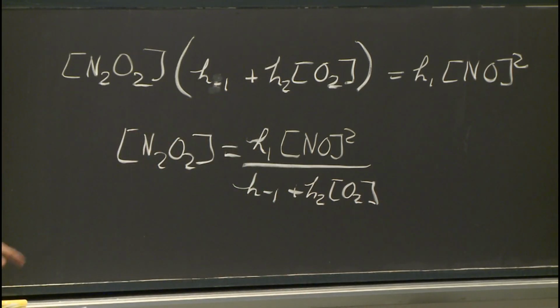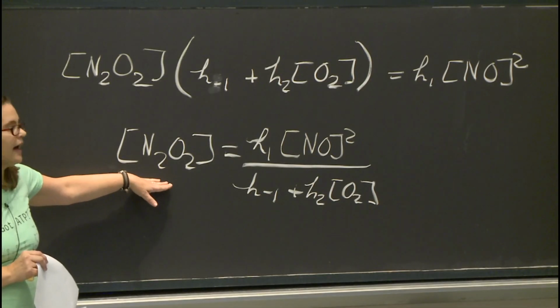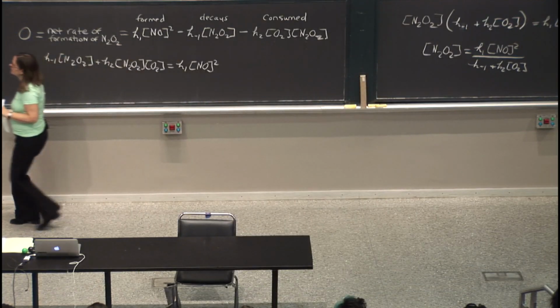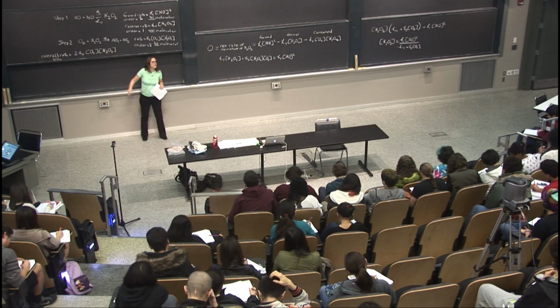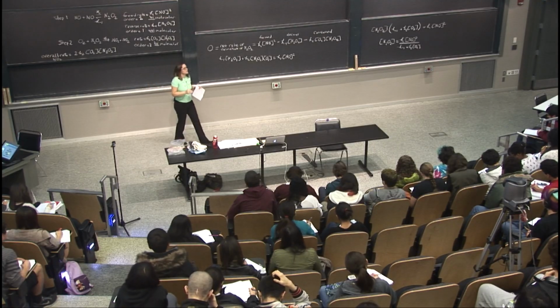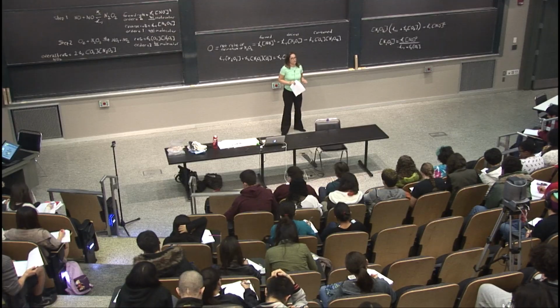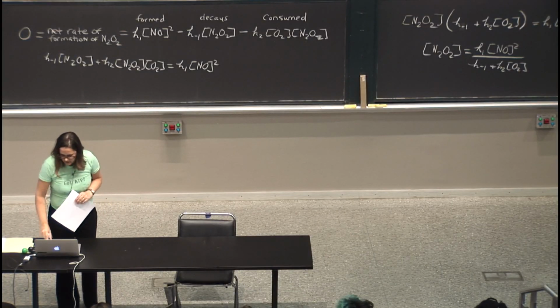Great. So we've solved for the concentration of the intermediate now. Now we can take this and bring it back over here and put that whole term into this. And then we'll have a rate law that is expressed only in terms of our rate constants and our reactants or products.